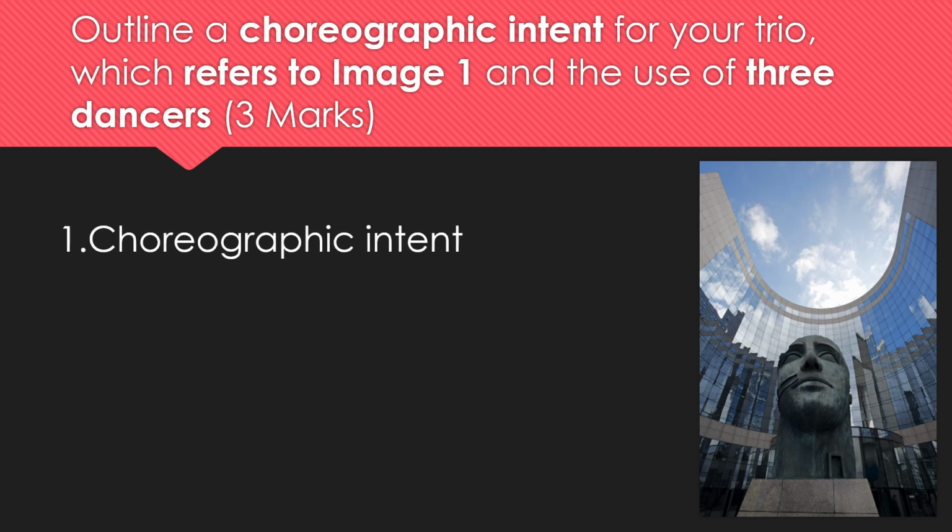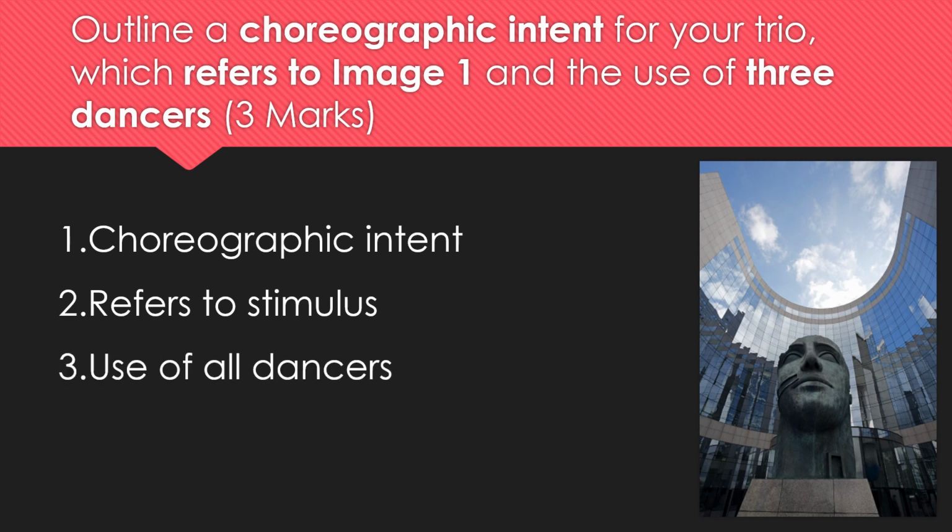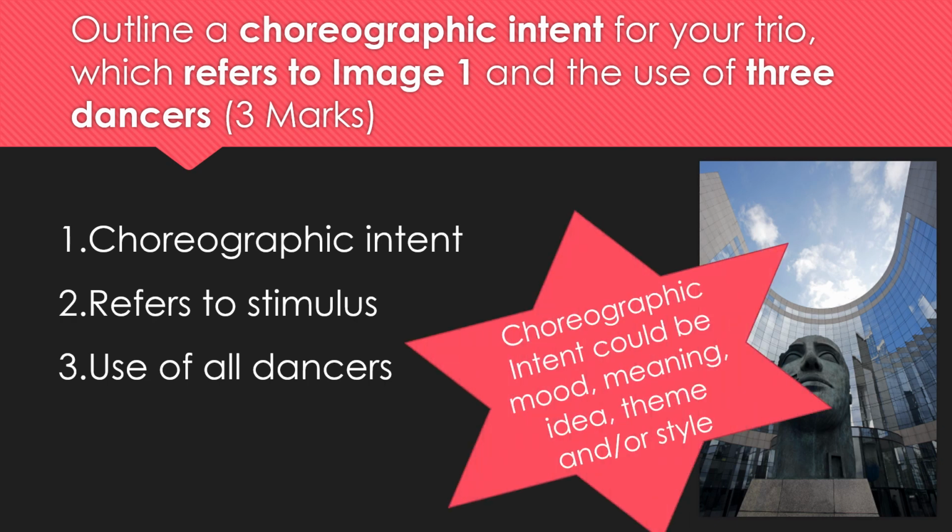So 1, you need to state your choreographic intention. 2, it must refer back to that stimulus of image 1. And 3, it must state the use of all the dancers. So just identifying that you have seen, yes, it's a trio and I need to use these 3 dancers. Okay, I have now answered the question, so we'll go on to what I have put. Before we do that, choreographic intention could be a mood, a meaning, an idea, a theme, or a style. But like I said earlier, it needs to be simple, to the point, and really, really clear.